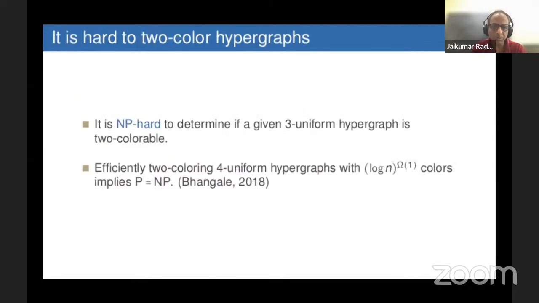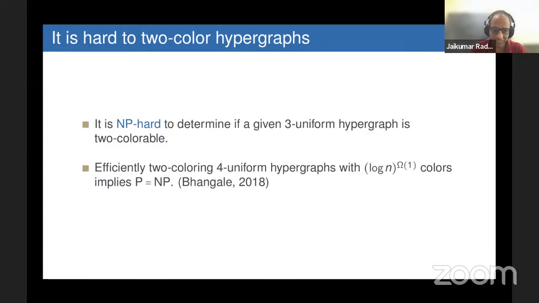The problem of two-coloring hypergraphs is a very hard problem, unlike the corresponding problem for graphs. It is NP-hard even to determine if a given three-uniform hypergraph is two-colorable. So you're given a collection of subsets, and you want to know if you can two-color it, and that is an NP-hard problem. It's also hard to approximate in the following sense.